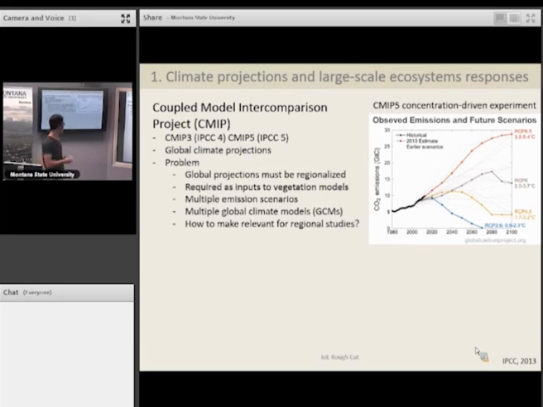So they carried out the model comparison project, using a sample of global climate models to look at what the future climate looks like. And we are using a bunch of new generation GCMs participating in the CMIP5 experiment, and we want to know how this global projection should be regionalized, and this regionalized global projection is necessary for forcing the global vegetation models.